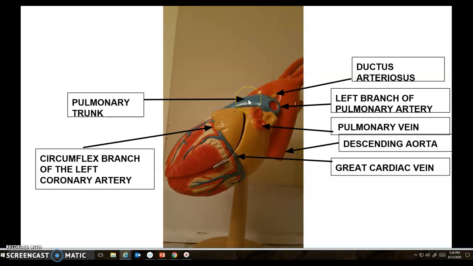Here's the pulmonary trunk. And remember, it divides into what? Into the right and the left pulmonary artery, going to the right and left lung, right? Here's the pulmonary vein, bringing the blood back into the heart from the lungs, descending aorta. Remember, we talked about the great cardiac vein, which goes around. And here's the circumflex artery. You remember the circumflex artery? Or the circumflex branch of the left coronary artery. So it's going around like this. You see this?